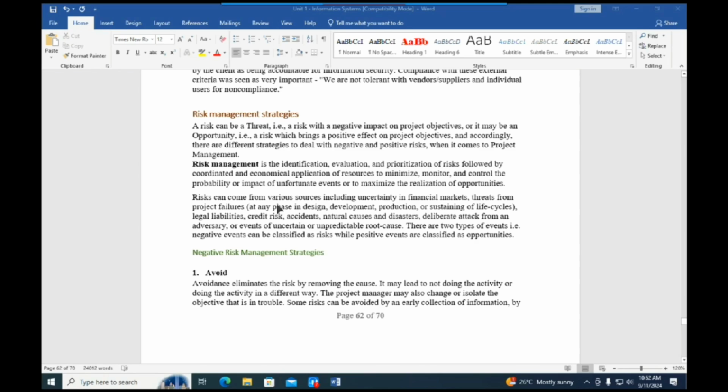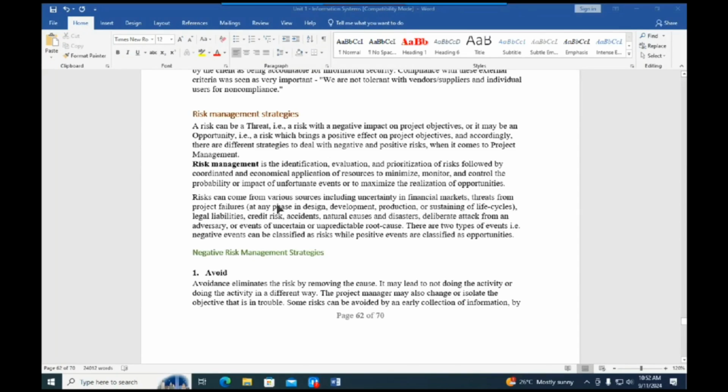So we're saying a risk can also be one that is bringing a positive effect on project objectives. So we have different strategies to deal with the negative and the positive risks when it comes to project management. I know that many people, when you mention risk, always think it's negative, but a risk can be positive or negative. Whatever result can come can either be positive or negative. That is still a risk.